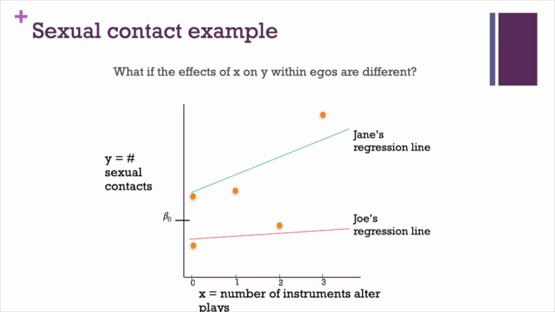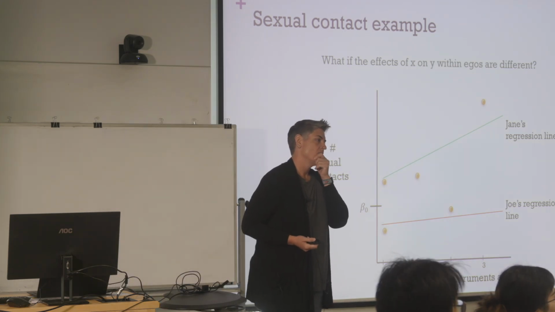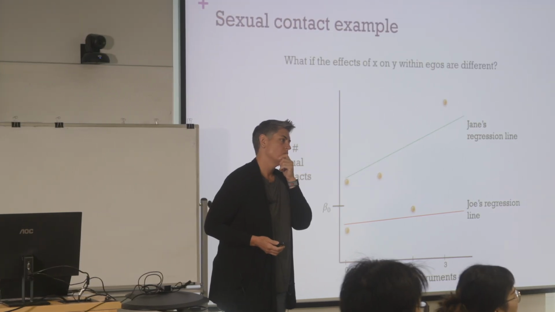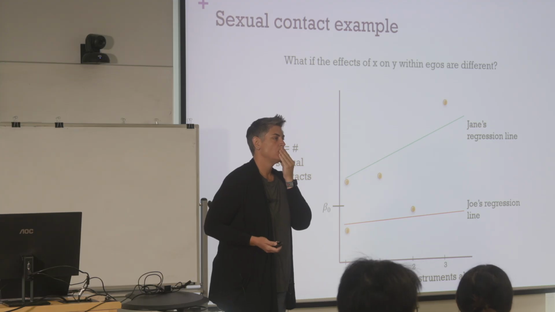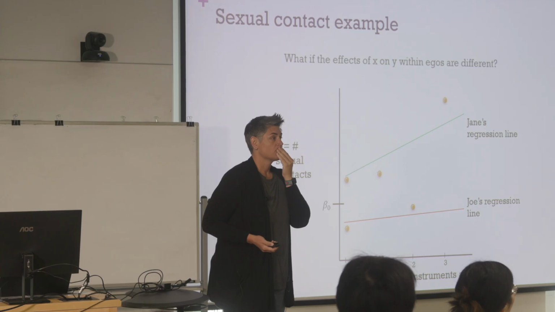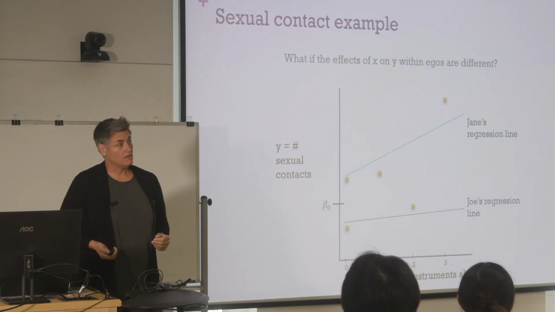Okay, so what if the effects of X on Y within ego are different, right? This is possible, right? So it could be that Jane is super motivated to have, yes. Oh, yes, sorry, yes. Question is thinking about for certain egos, maybe their alters are more similar because there's more ties among the alters. And if that's the case, it's a little different from just ego difference. Can you tell me how do you differentiate those two conceptually?